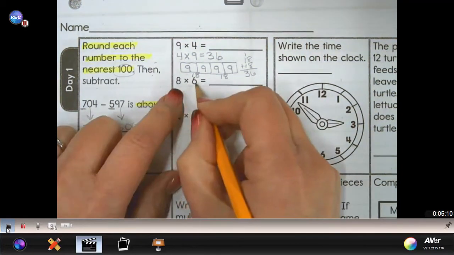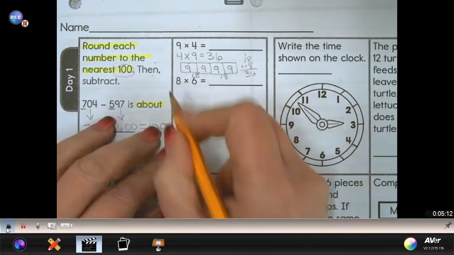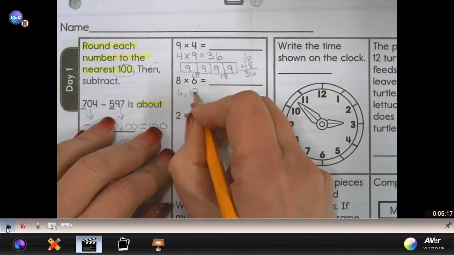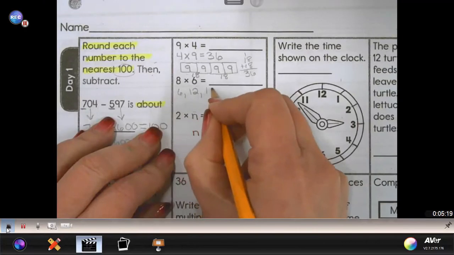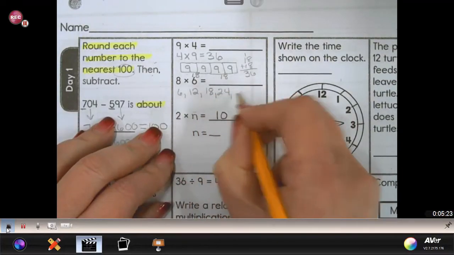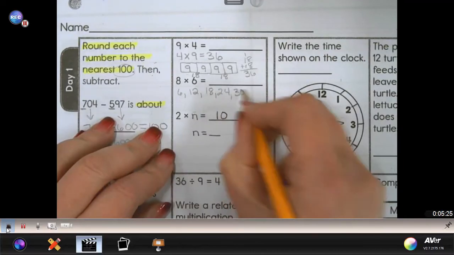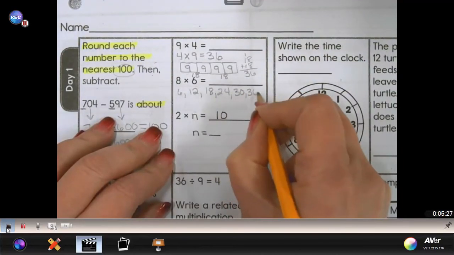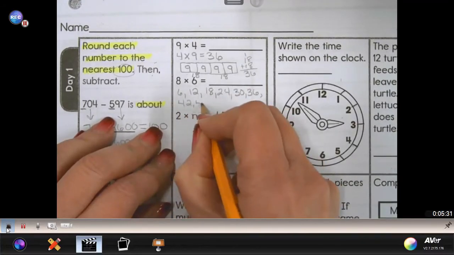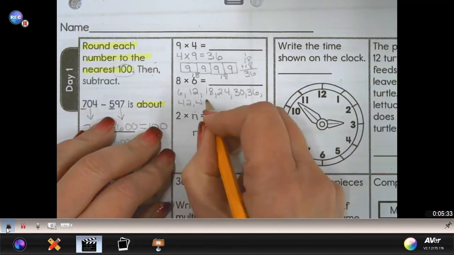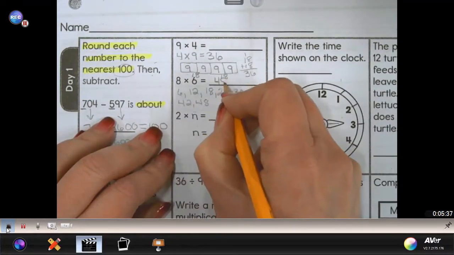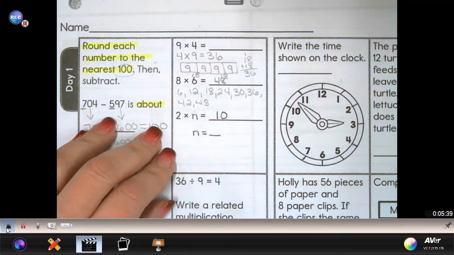8 groups of 6. So we could count by sixes. 6, that's one group of 6. Add another group, that's 12, 18, 24, 30, 36, 42, and finally add 6 more to 42, I get 48. So 8 times 6 is 48.